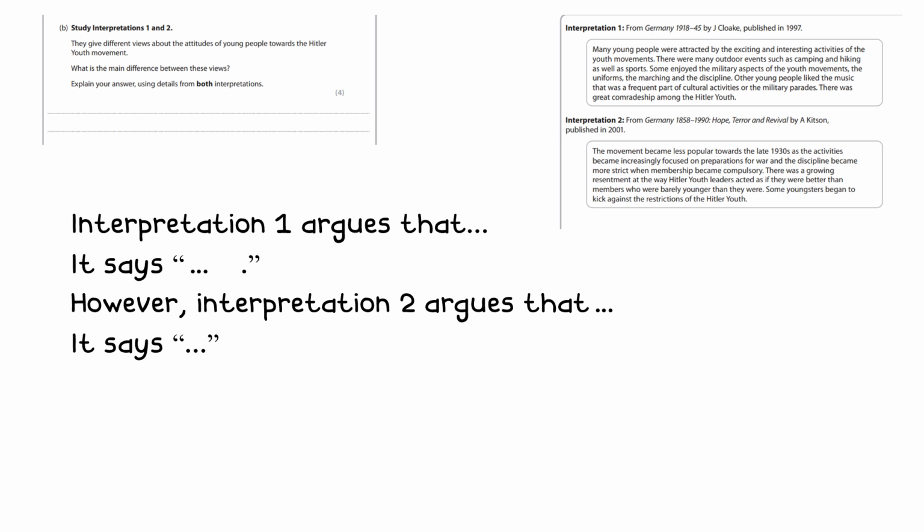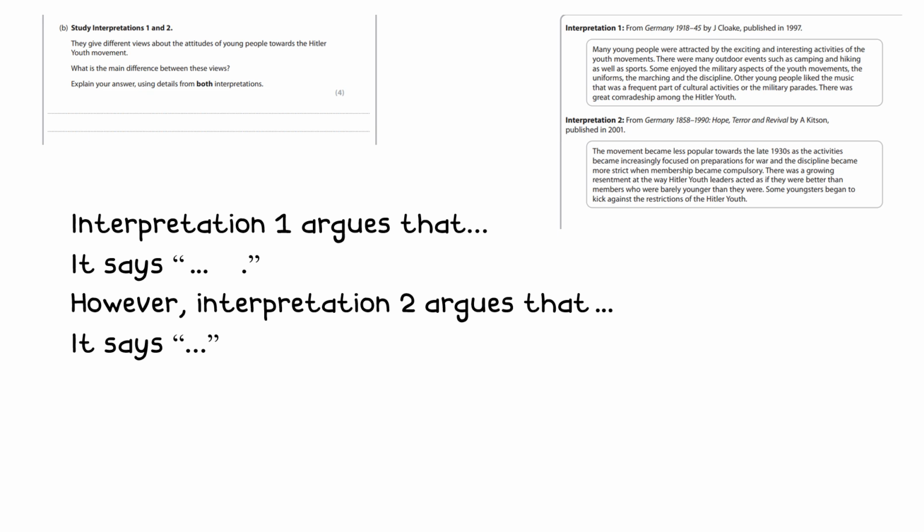So in this case, you're going to highlight again what's the topic in the question. And the topic in the question, it says, is the Hitler Youth movement. So you're going to look at interpretation 1 and you are going to highlight 2 sentences or 2 phrases in interpretation 1 which give you a clue about the Hitler Youth movement and about what young people thought about the Hitler Youth movement. And then you're going to do the same thing in interpretation 2. Highlight 2 sentences or phrases which give you clues about the attitudes of young people towards the Hitler Youth movement. And when you've done that, you have a bit of a plan for how you're going to construct your answer.